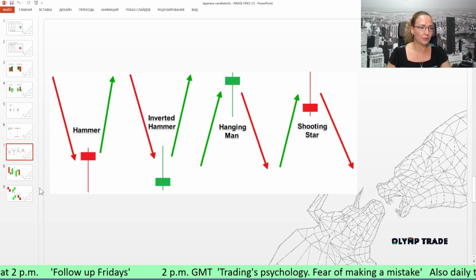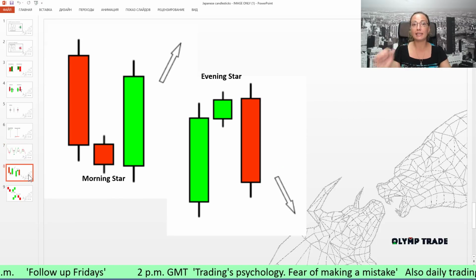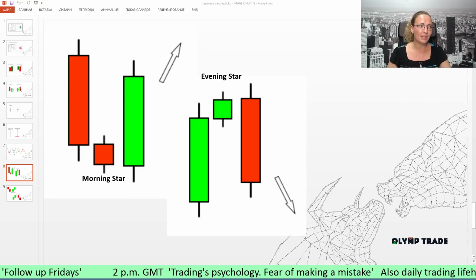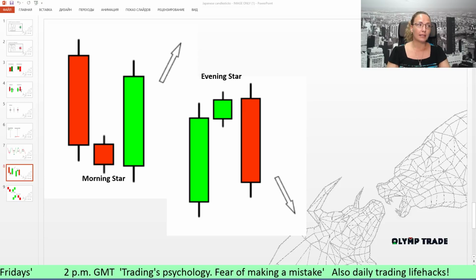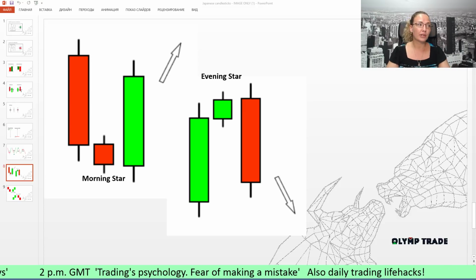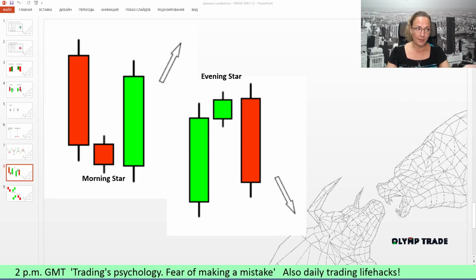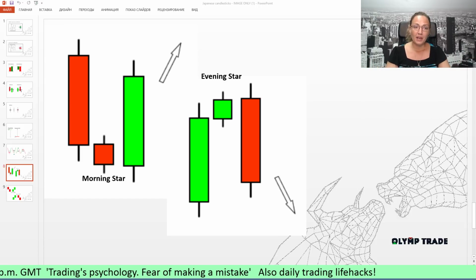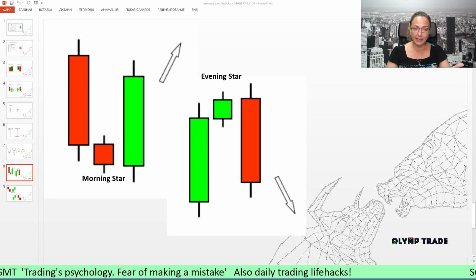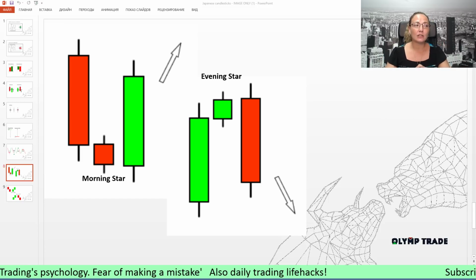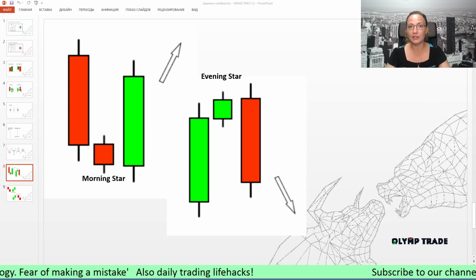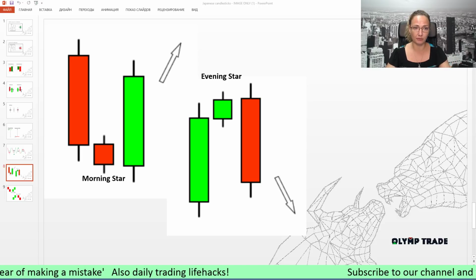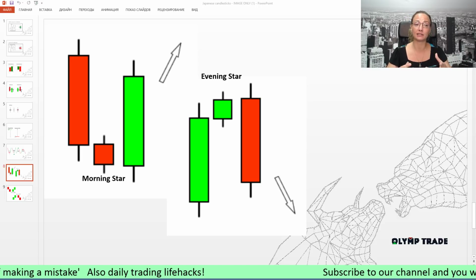All right, what do I have next for you? Next, I have the morning and evening star. Morning star candlesticks are seen at the bottom of a downtrend. It's a reversal pattern to the upside. So in a morning star, the first candle is bearish. The second candle has a small body. Now, please try to remember that for the second small body, it does not matter if it's a bullish or bearish candle. The fact of the matter is that it has a small body.